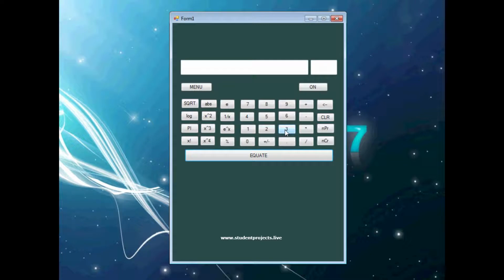We cannot type anything, and clicking on equate, it will not give you a valid result. We have to enter something and then click on the equate button. We can find the square root, then we can find the logarithm, that is log of any number, and by clicking on the pi, it will give you the actual value of pi, that is 3.14.